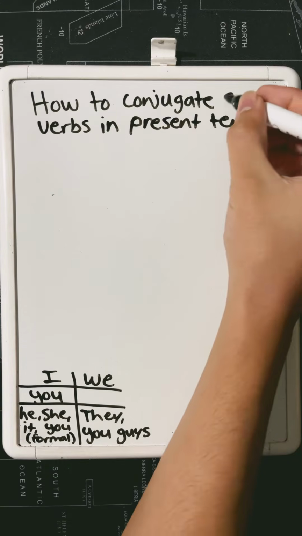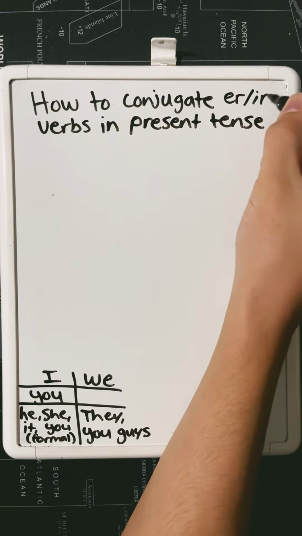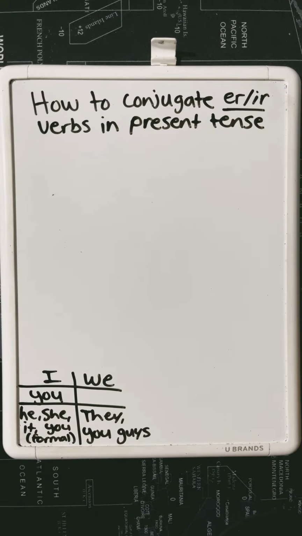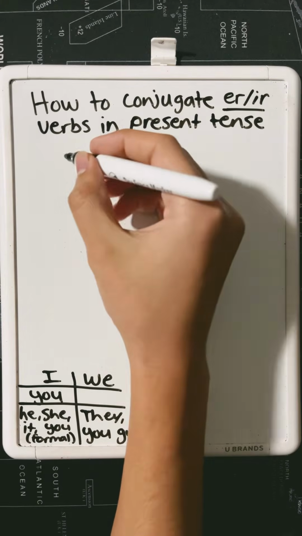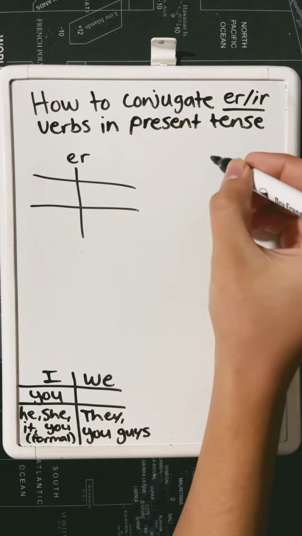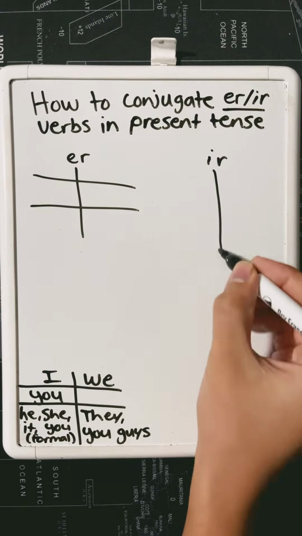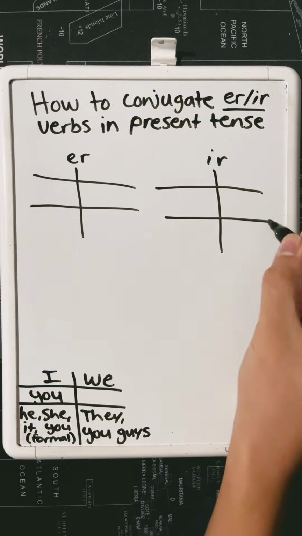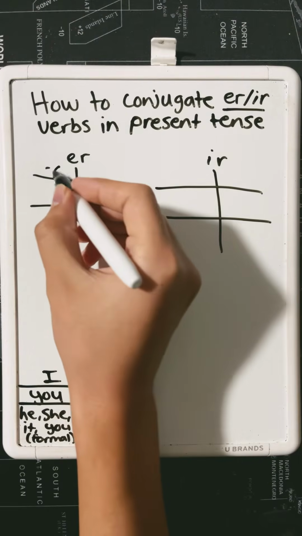How to conjugate ER, IR verbs in the present tense. So first off, we want to go ahead and write out our conjugation tables, one for ER endings and one for our IR endings. Now these two share the same exact endings apart from one.